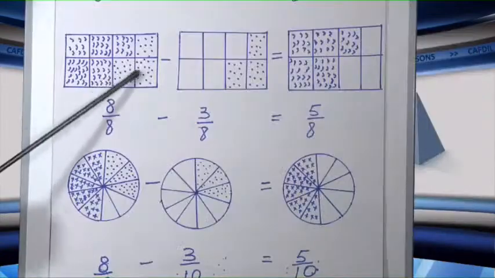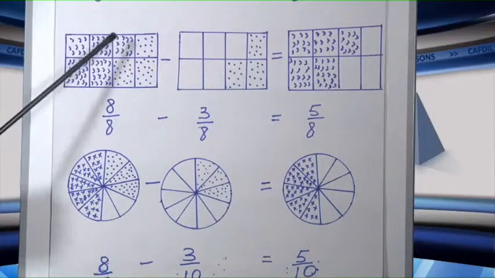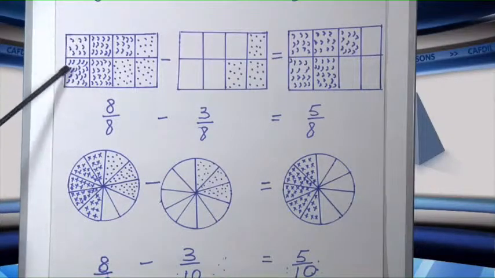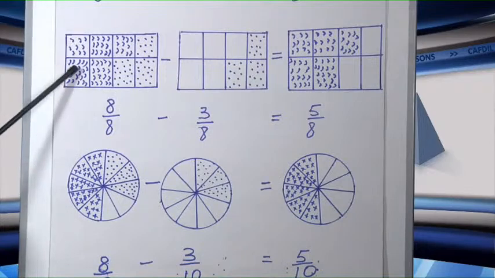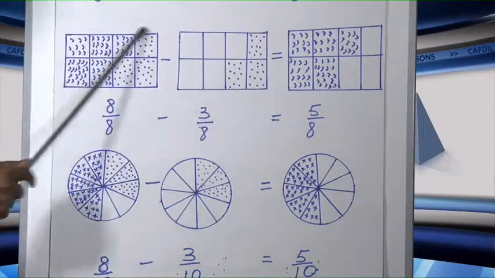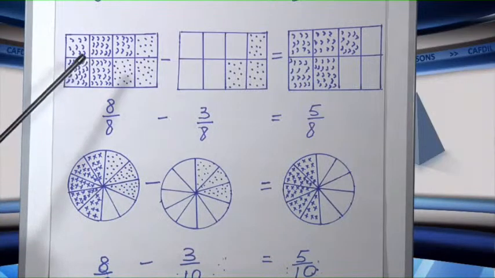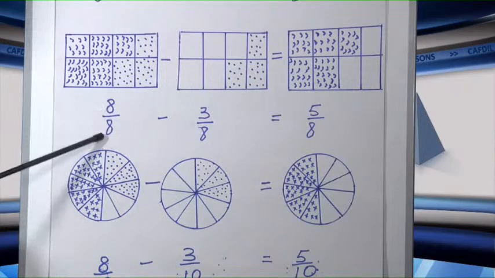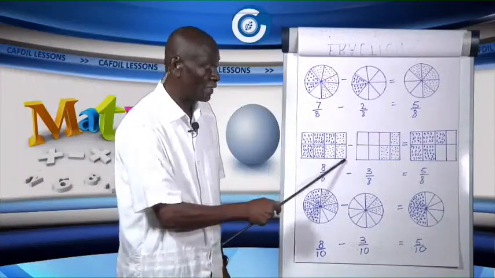If we take these 3 parts, which we see here with this shading, if we take them out, what will be left? Yes, this and that. Count. What will be left? 1, 2, 3, 4, and 5. So what does this tell you? What you see here, what does it tell you? Good. It tells 8 eighths. What is another name for 8 eighths? Excellent. 1 whole. This is 1 whole.